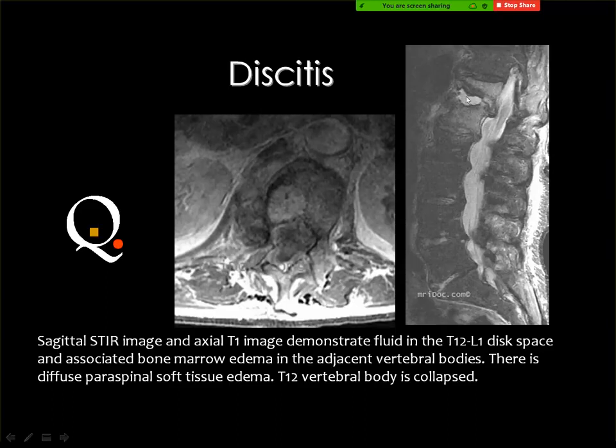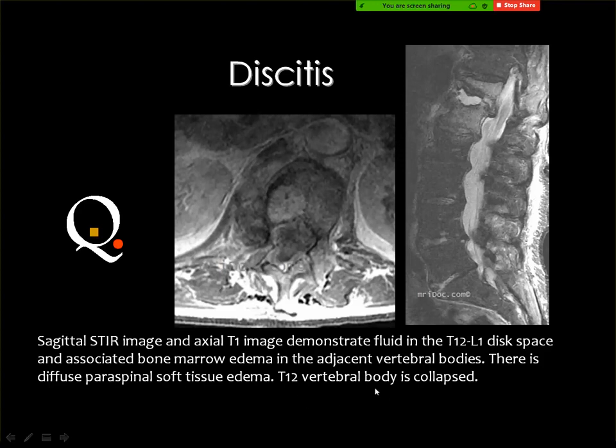this is L1. It's eroded by the inflammatory material and the disk space is very bright. There is also some instability at this level with subluxation posteriorly of the D12 vertebral body. And in the axial image, you can see an inflammatory granulation tissue alongside the vertebra.